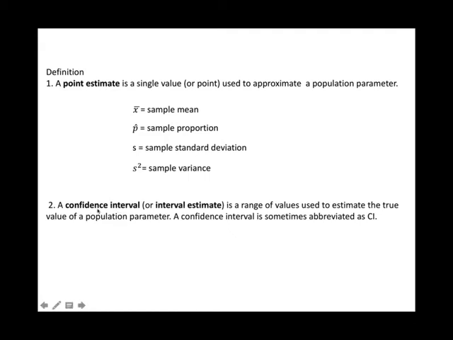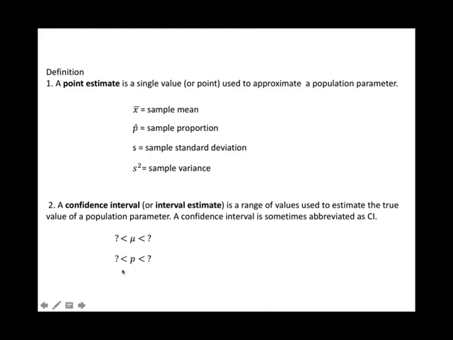A confidence interval is a range of values used to estimate the true value of the population parameter. The idea is really similar to the point estimate. We will construct a confidence interval, which is going to be a range of values. Instead of one single value, we will say the true value of the population mean lies in this range of values. Same idea with the proportion.